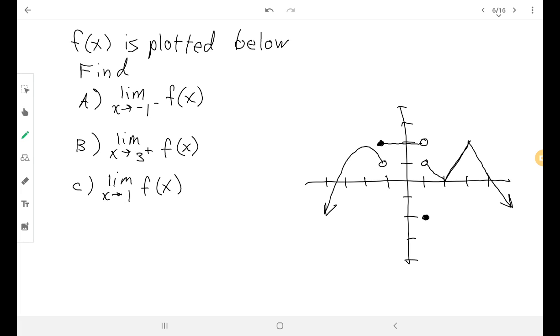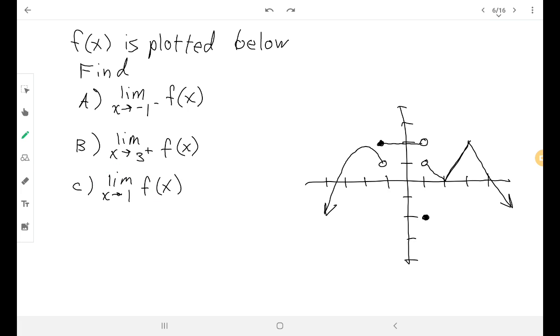All right, another weird-looking thing, right? So, f of x is plotted below, another piecewise function, another function that jumps around. And we want to find 3 different limits. And this time, we've got weird things going on. We've got this little minus there. We've got a plus there. What's going on? We don't really know, right? And then we've got a regular limit here.